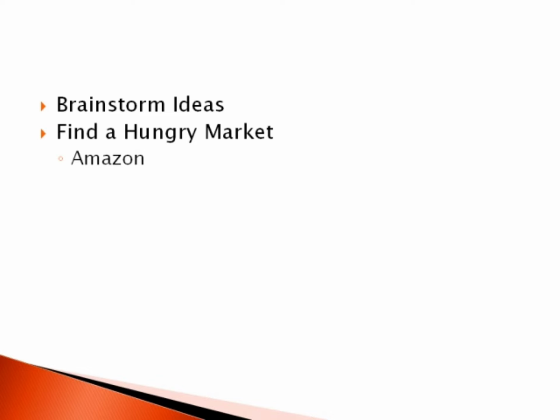All right, so when we find a hungry market, we're going to use Amazon.com. You can use other sites like clickbank.com if you want. That's fine. Then we're going to create a table of contents. Now, table of contents can be generated fairly easily if you know how to do it.